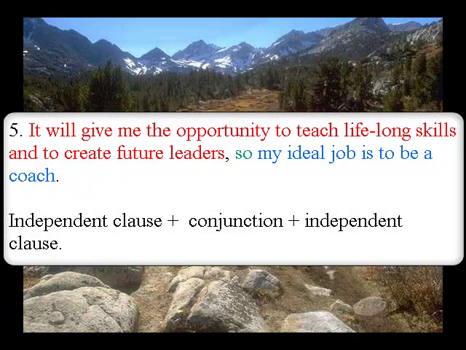All right, number 5. Number 5 is called a compound sentence. You have an independent clause, then you have a conjunction, then you have an independent clause. It will give me the opportunity to teach lifelong skills and to create future leaders. So my ideal job is to be a coach.